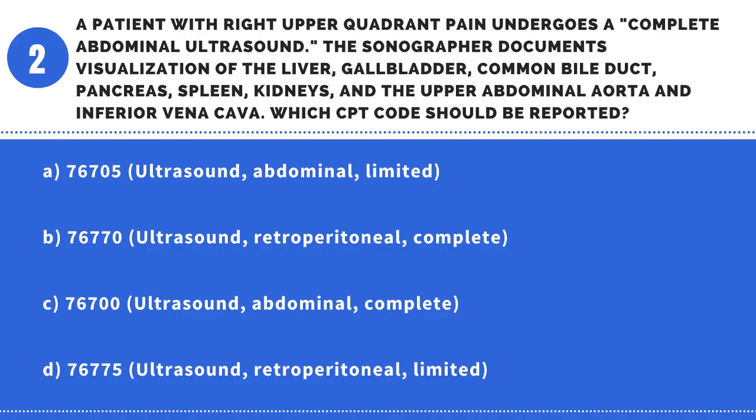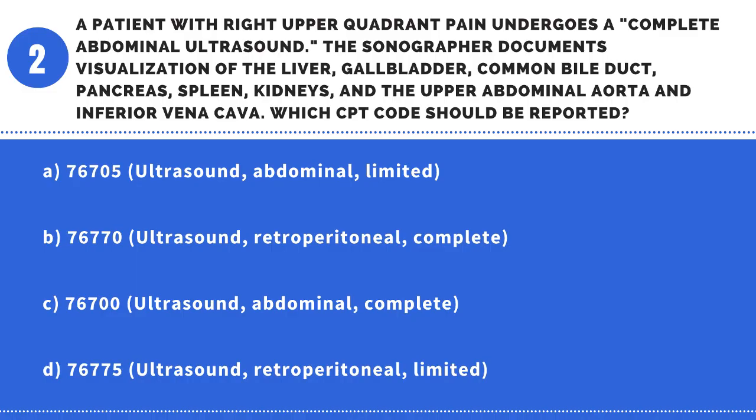Question 2. A patient with right upper quadrant pain undergoes a complete abdominal ultrasound. The sonographer documents visualization of the liver, gallbladder, common bile duct, pancreas, spleen, kidneys, and the upper abdominal aorta and inferior vena cava. Which CPT code should be reported?